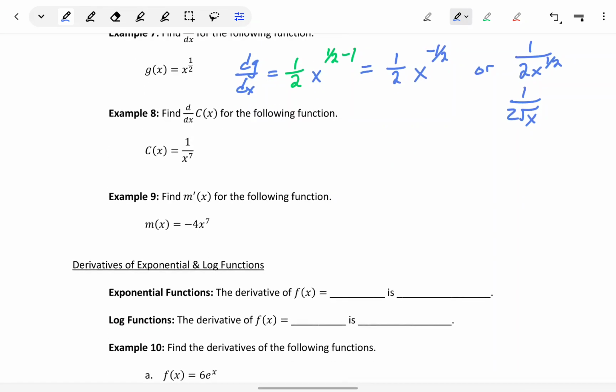In example 8, we have something that doesn't initially match the power rule, so we have to make a small modification here. The same way we got rid of that negative exponent in the last example, we could introduce one here by rewriting this as x to the negative 7th power. Now our function matches the power rule, so we can find d over dx of x to the negative 7th by again bringing that original exponent down as a factor in front and decreasing the original exponent by 1.